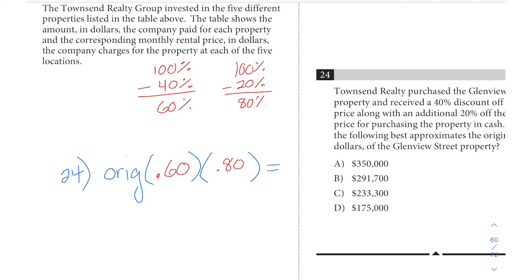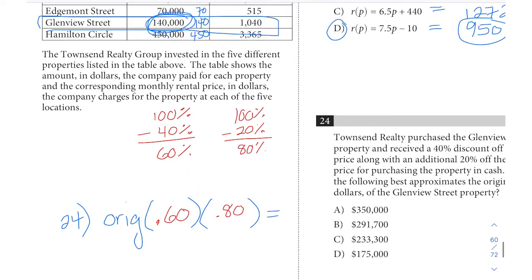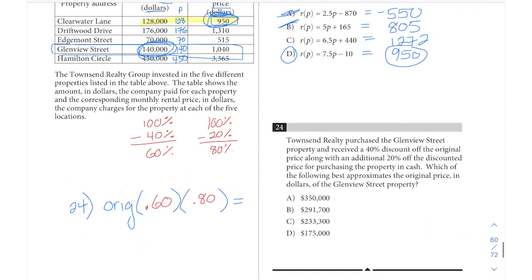So our original times 0.60 or times 0.80 in its decimal form, meaning 60% of our original and then 80% of that value, that will equal our purchase price. And as we saw in the table up here, our purchase price for this property was $140,000. And what's really important to keep in mind is that purchase price is not the price that you are then going to discount, but that is the discounted price. That is the price after these discounts have taken place.